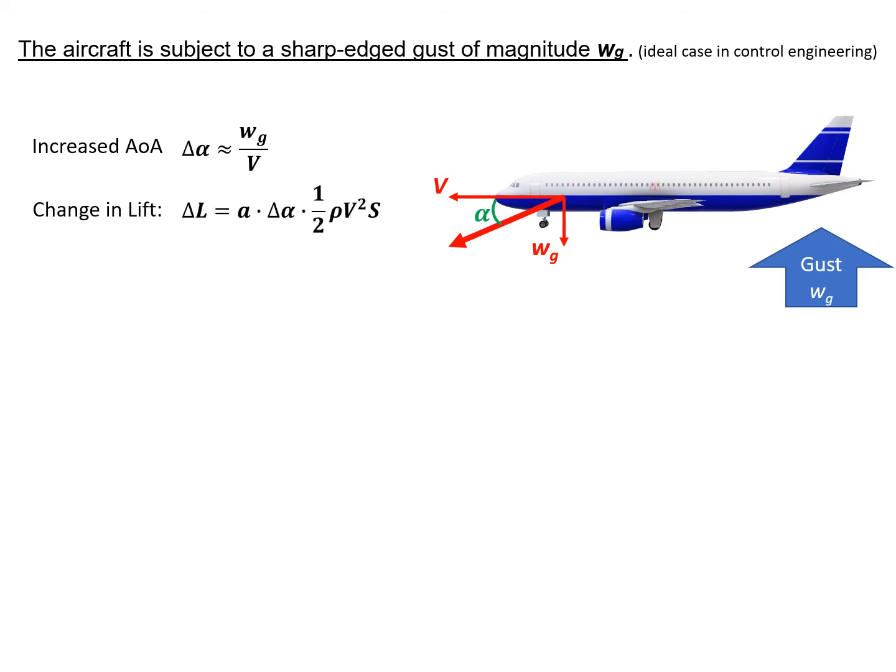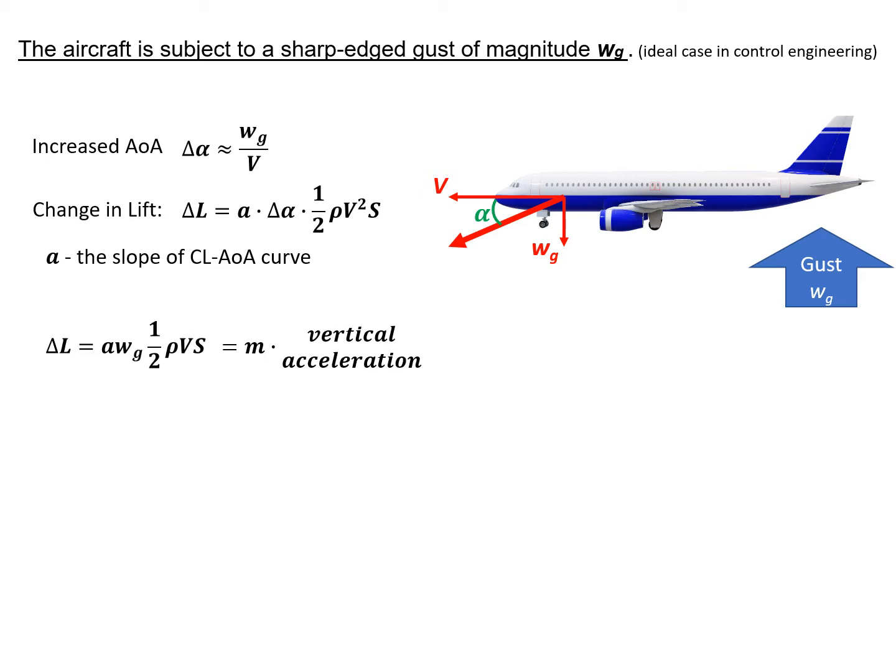Okay, so then there's a changing lift. So delta L can be calculated this way: delta alpha and also A times half rho V squared times S, where that's the lift coefficient. Then we know A is the slope of the CL angle of attack curve, and then we just plug in delta alpha by Wg over V, then we can simplify delta L, the induced lift, okay?